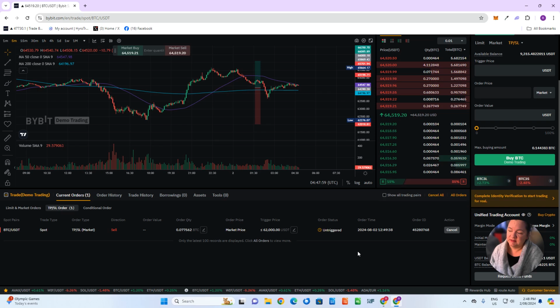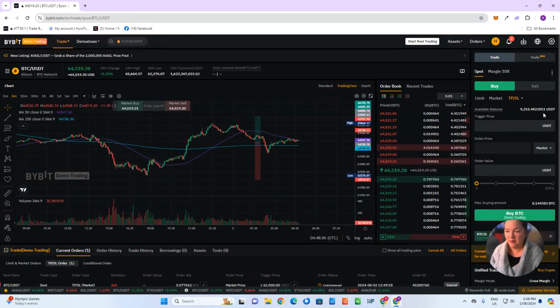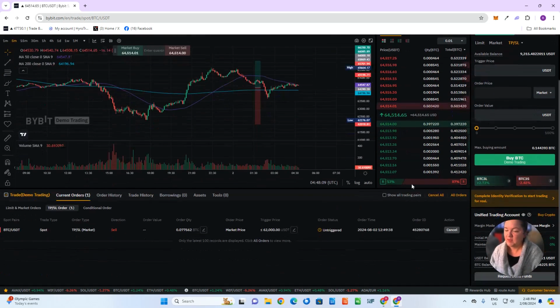Under current orders here, you'll see we have to have a stop loss as well for everything. So we have to manually do our stop losses, but I'm going to show you how to place a trade right from the start.